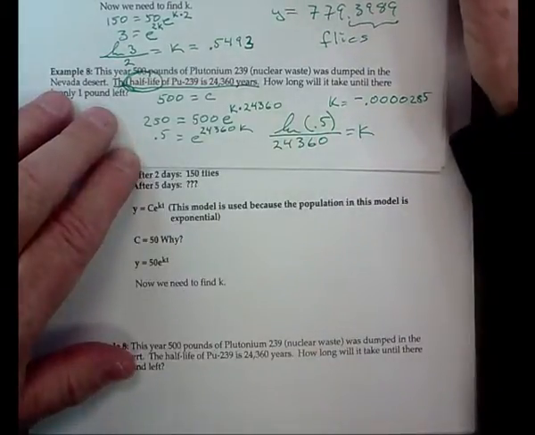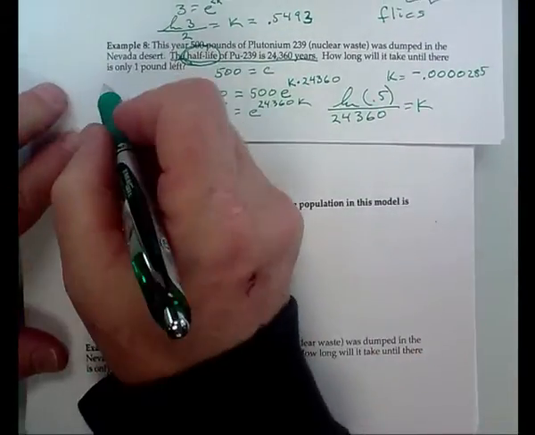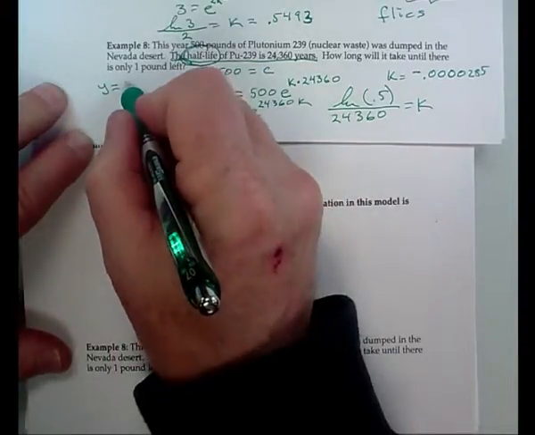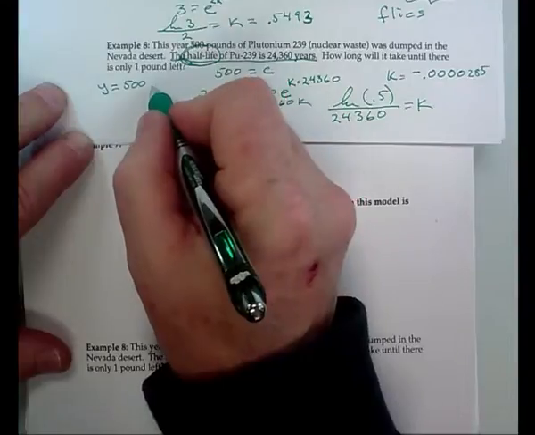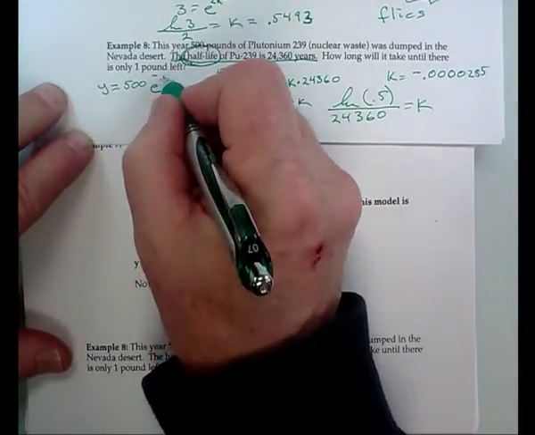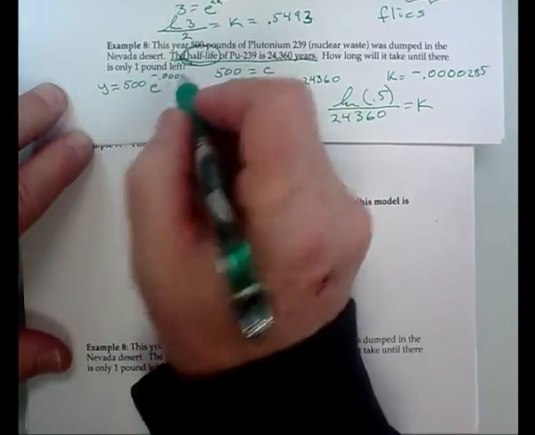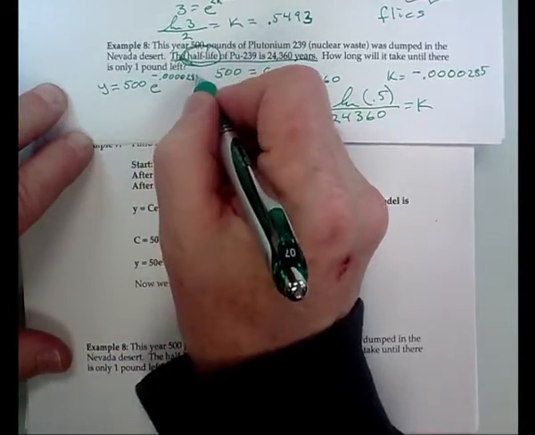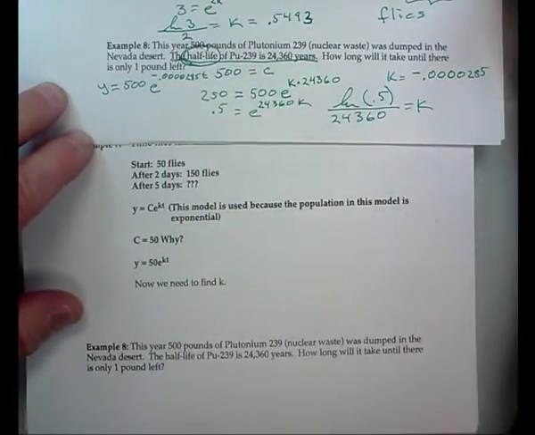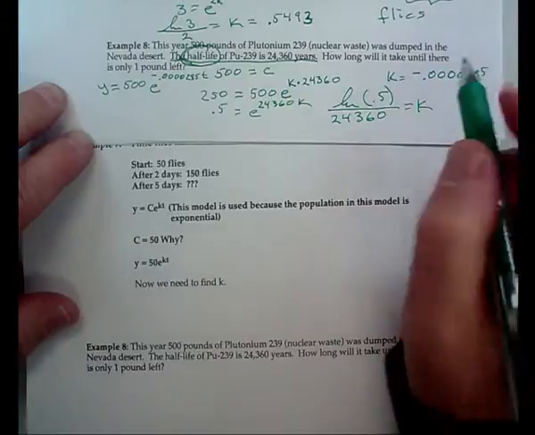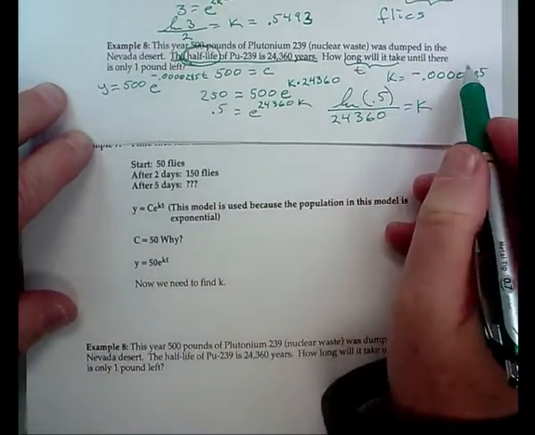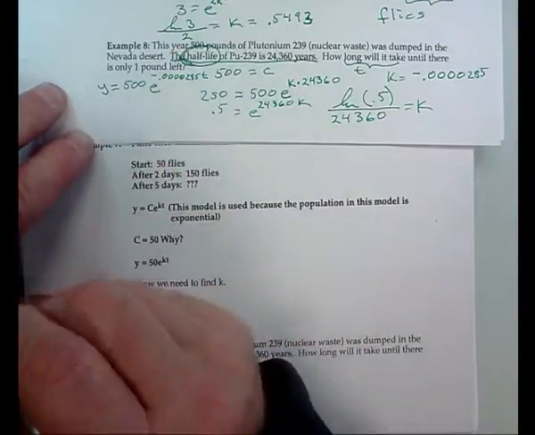So we have y equals, we started with 500, e to the negative 0.0000285t. Would you agree, Cora? Yeah. Okay, now we want to know how long, so we want time, right? How long it will take to get 1 pound. So what am I going to put in for that 1?